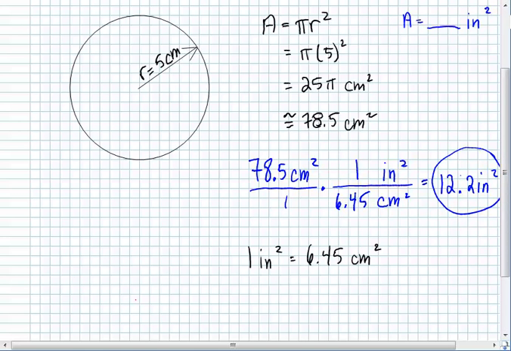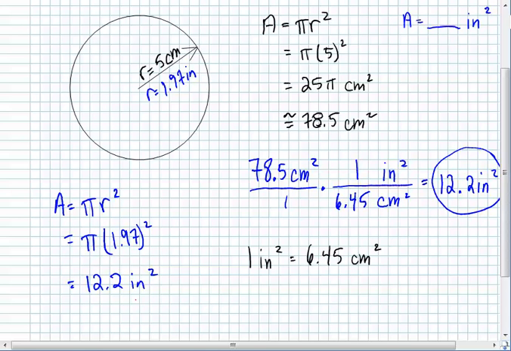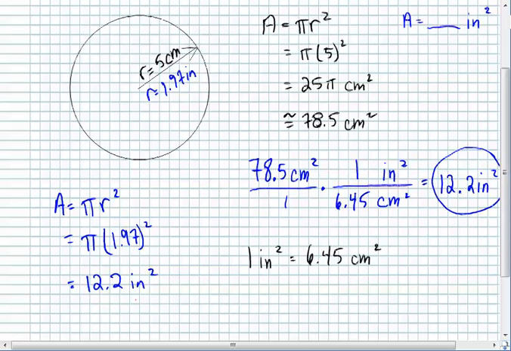Now, the alternate thing you could have done is you could have converted the radius to inches to start. And you could have said that the radius is 1.97 inches and then done pi r squared that way, and you get 12.2 square inches again. It doesn't matter how you do it, you get the same answer. Okay, so just to prove to you that it does actually work. Okay, I'm going to let you try this problem here.